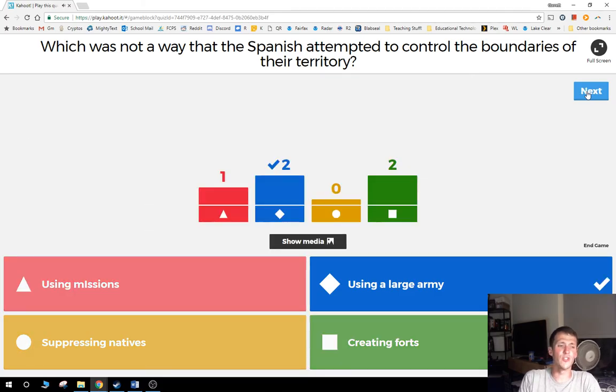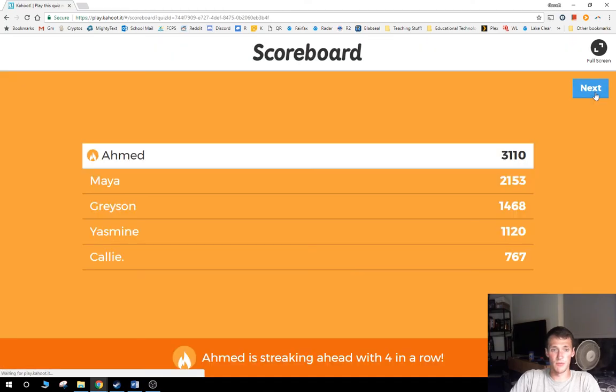All right, so they didn't really use a large army, which means they did create a lot of forts along the way, which is what this map shows. Suppressing Native Americans for sure, right? And then using missions, so that's one of the ways they suppress Native Americans, with religion. All right, moving on. Ahmed is on fire.